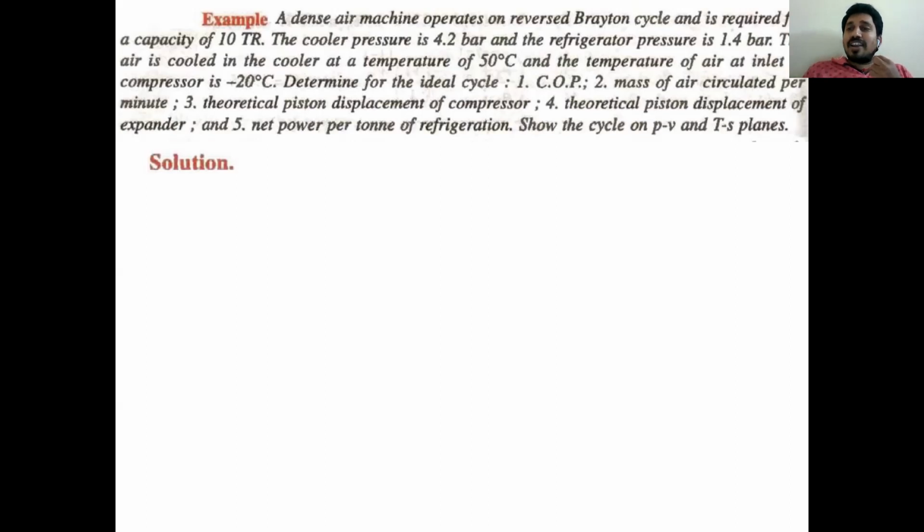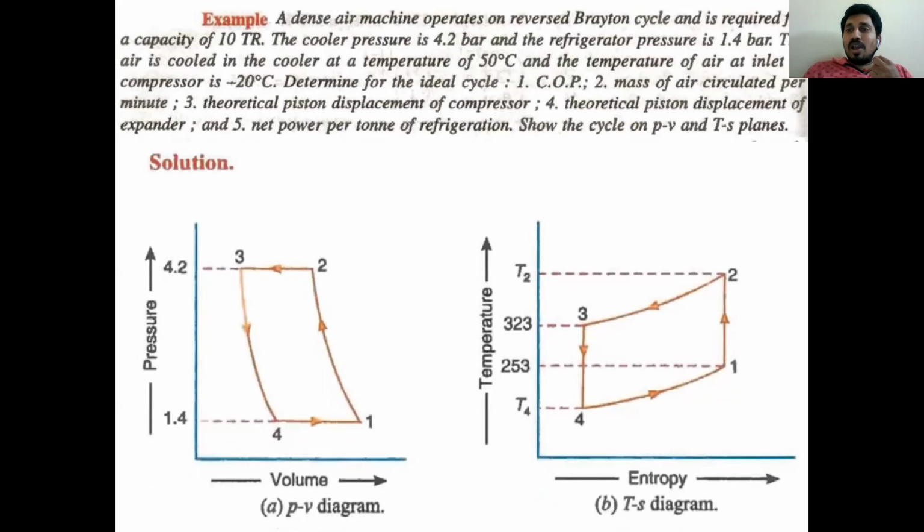So first of all, I try to prepare PV and TS diagrams for the reversed Brayton cycle for the given data. So these are the PV and TS diagrams. See all of you. Pressure volume diagram. 1-2 is isentropic compression. 2-3 is constant pressure heat rejection. Here P2 is equal to P3. 3-4 is isentropic expansion. 4-1 is constant pressure heat addition. P4 is equal to P1.